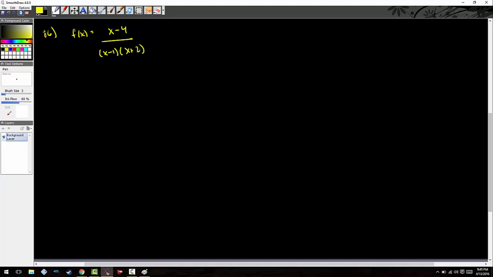steps will make sense. I'm dealing with something rational, which means that there is room for error. Because I have variables on the bottom, I could end up with potentially dividing by 0. How do I account for a divide by 0? I create vertical asymptotes, which tell me these are the numbers that are going to give me trouble. So it looks like the numbers x equals 1 and negative 2 are going to give me the trouble, because if x equaled either of those, I'd have a 0 on the bottom.